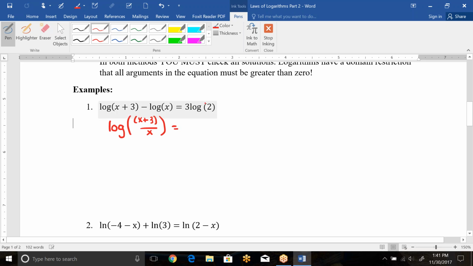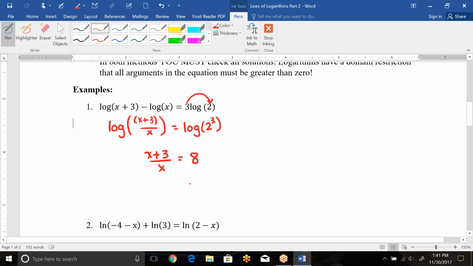On the other side, I see a log and a 2, but there's this 3 out front. It's still connected to the log term, but remember when we have a coefficient out front, we can put it back inside as a power. So this would become log base 10 still, 2 to the third. So I have a log base 10 on each side, so then I can set the arguments equal. This is a method 1. So x plus 3 over x equals 2 to the third, which I'm going to go ahead and work out.